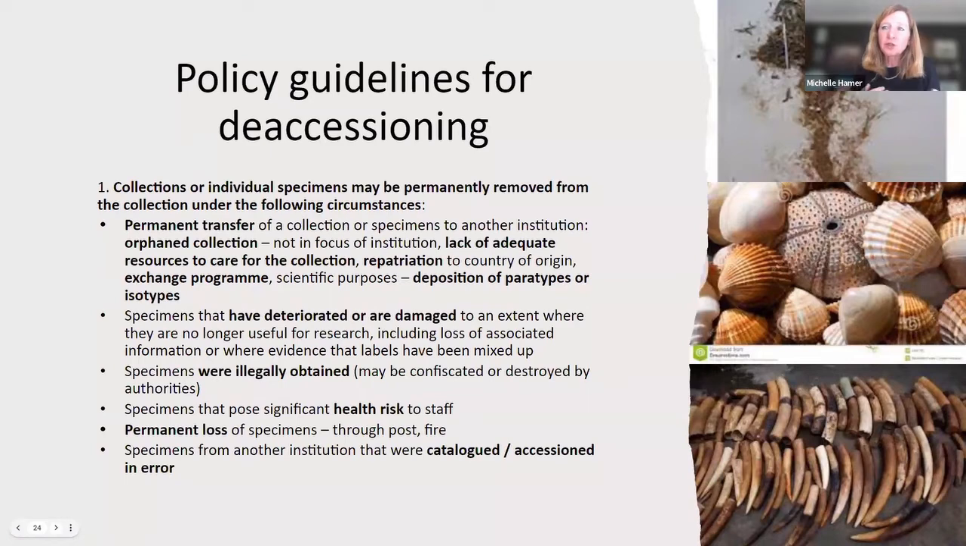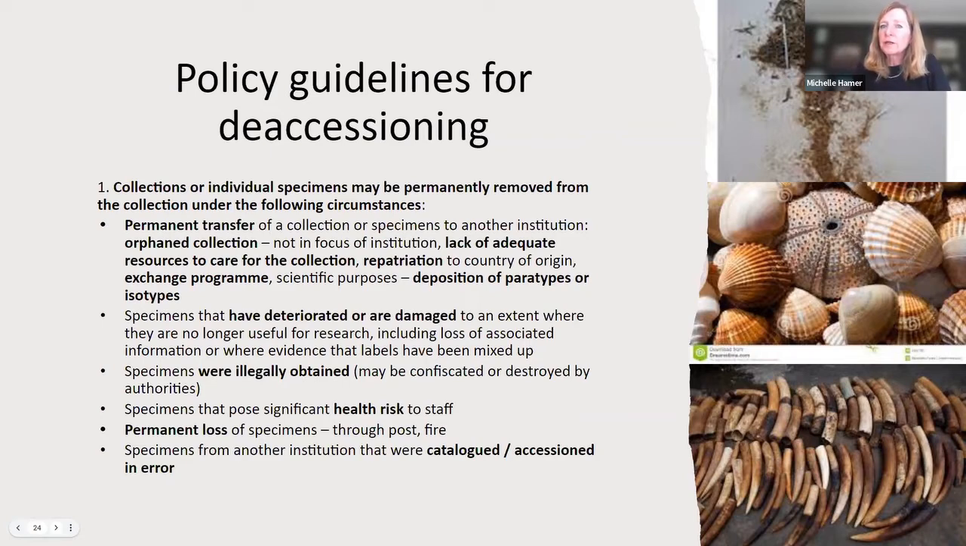And also sometimes you might have an exchange program. I know the herbaria at Sandy have this. We give them duplicates and the other herbarium gives us their duplicates, and so we expand our collection like that. And then also for scientific purposes. Sometimes you have to deposit a paratype or an isotype in another institution, and so you might donate those specimens to another institution.